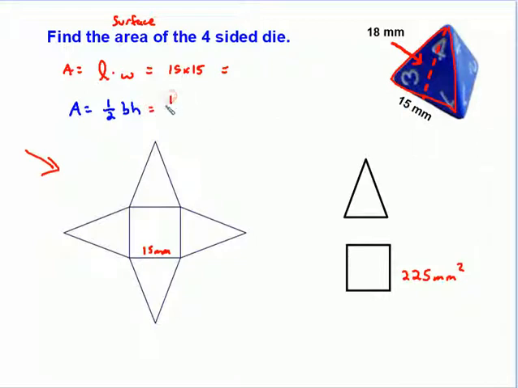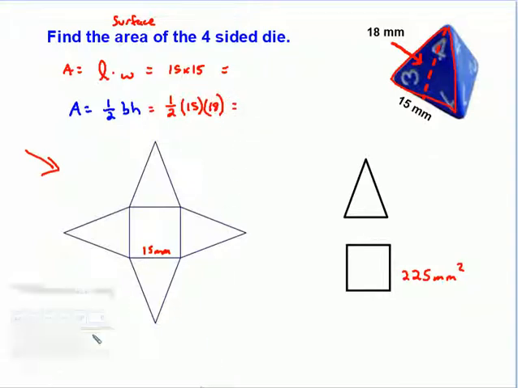So we want to keep the 1/2 there. The base is going to be 15 millimeters, so we'll multiply that by 15. And what is the height? Well, it gives us the height right here in this dashed line. That's 18. And that's all we have to do. We've just got to find that area.